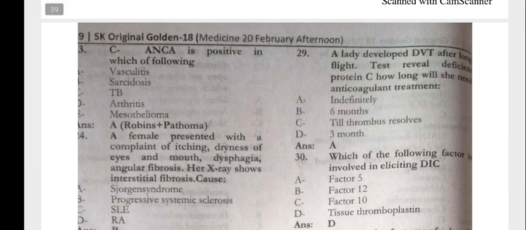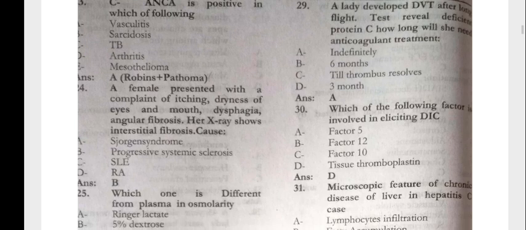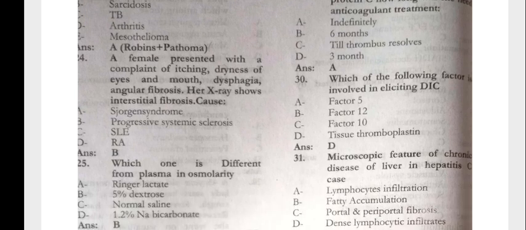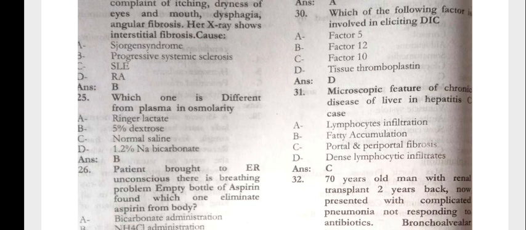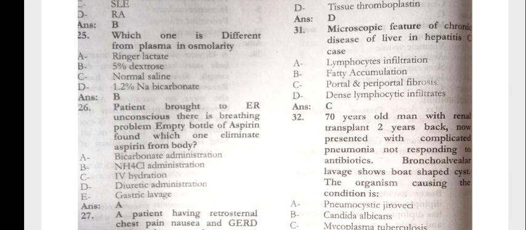Next 29, the lady developed DVT after a long flight, with deficient protein C. How long will she need anticoagulant treatment? That is indefinitely. Which of the following factors is involved in eliciting DIC? Tissue thromboplastin. Microscopic feature of chronic liver disease in a hepatitis C case is the portal and periportal fibrosis.